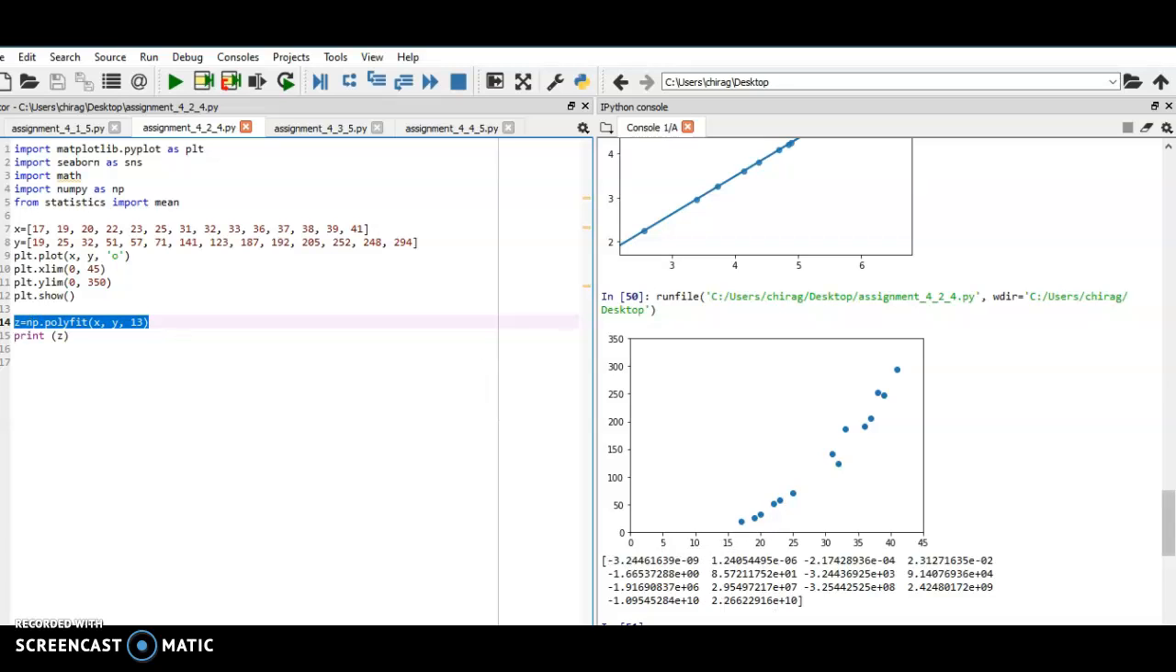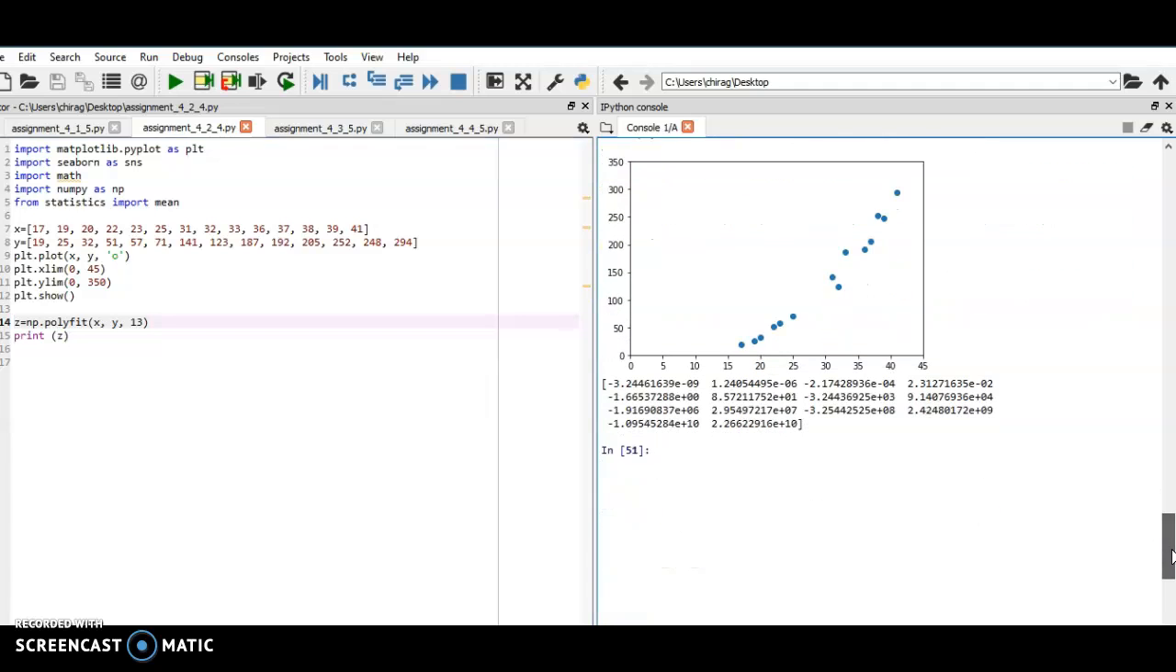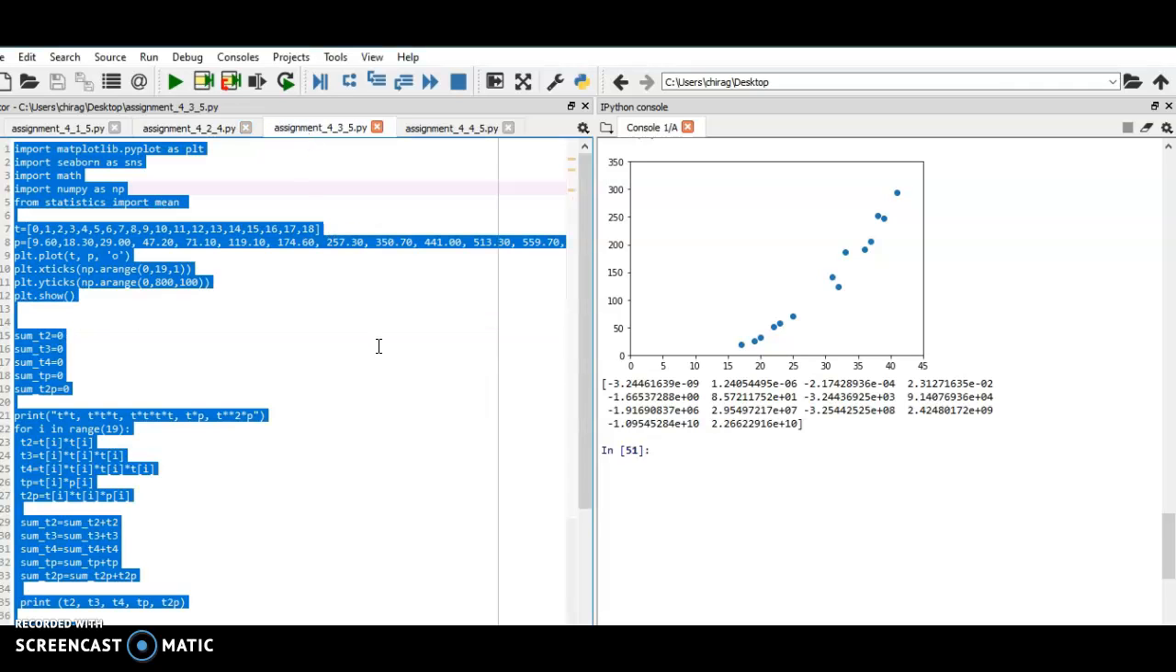As you see, the coefficients A12 and A13 are very small and close to 0. Therefore, it can be concluded that the polynomial of degree 13 is not appropriate to represent the data set. Now we are moving to problem 3.